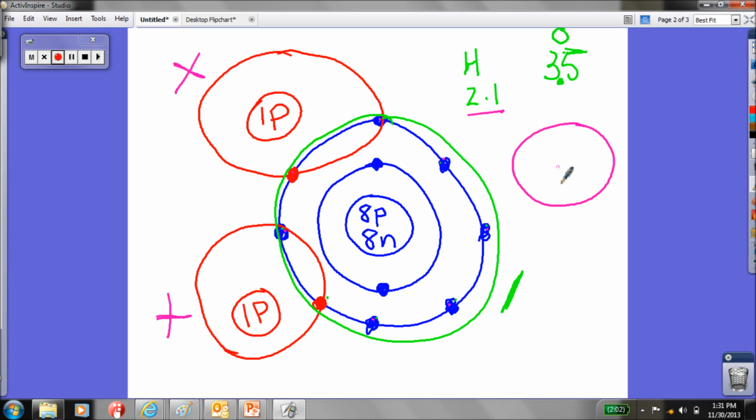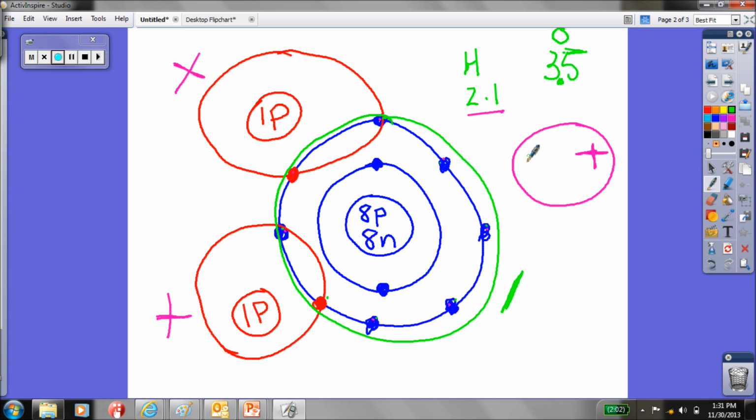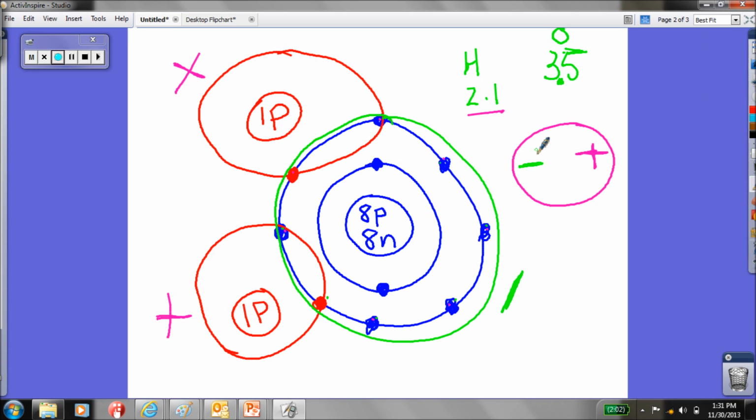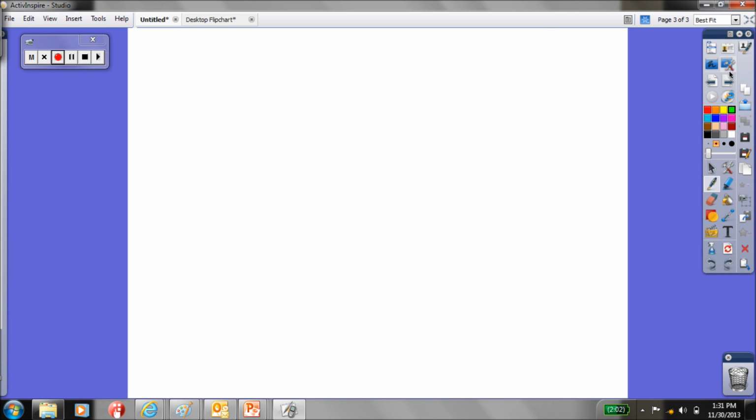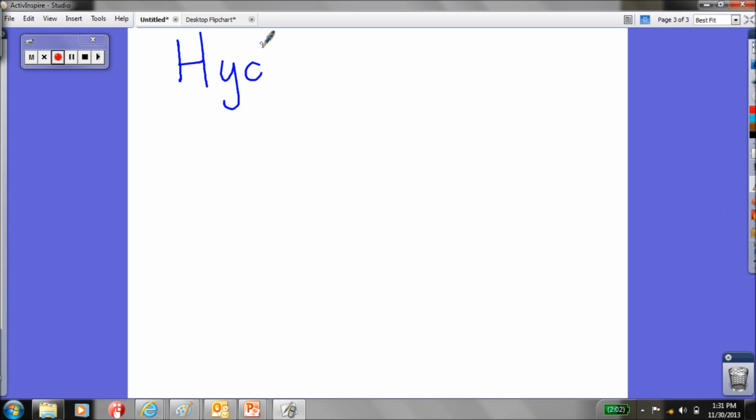If this is my water molecule, this is the hydrogen end that has a slight positive charge, and this is the oxygen end that's going to have a slight negative charge. And that is a polar molecule. So let's try another example of another polar molecule. Let's look at hydrogen bonding with chlorine. Okay. We have hydrogen and we have chlorine.